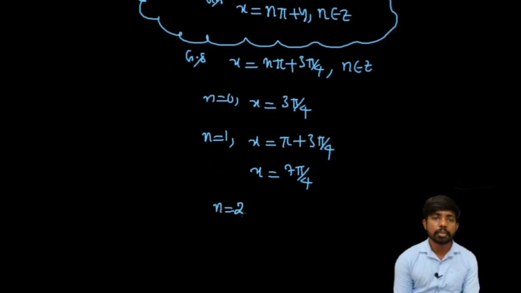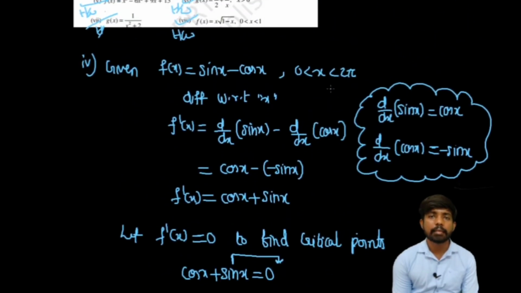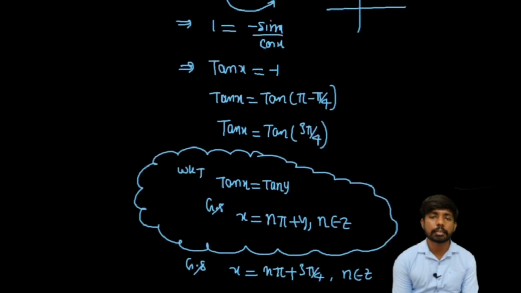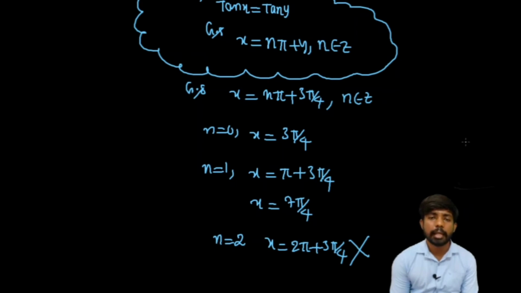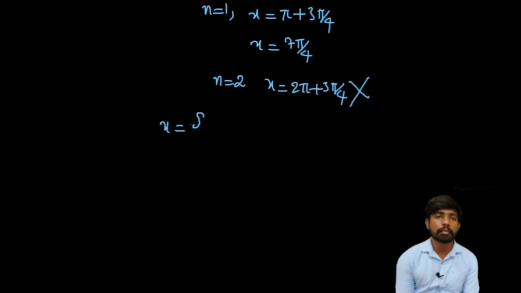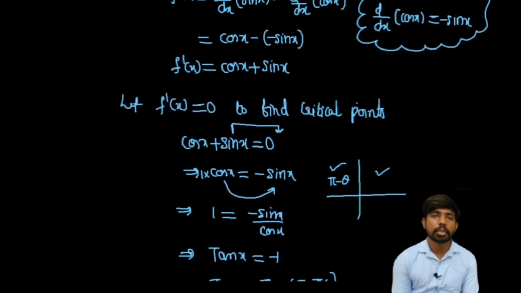And substitute n equals 2. So x is equal to 2 pi plus 3 pi by 4. That means this value is exceeding 2 pi. What is asked? The x value should lie from 0 to 2 pi. So this value exceeds 2 pi because of the addition of 3 pi by 4 to 2 pi, so we are not considering this. Therefore, how many x solutions do we have? One is 3 pi by 4, the other is 7 pi by 4. That's all. These are the x solutions which lie from 0 to 2 pi.